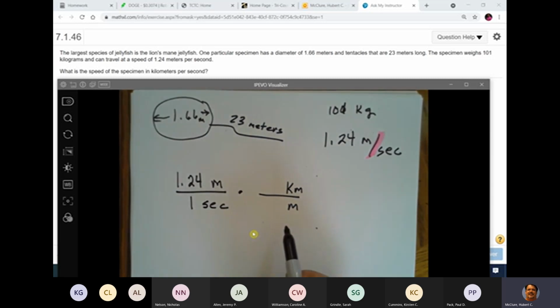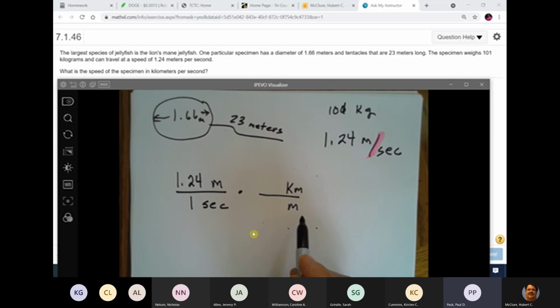Now, why did I put meters? Does anybody know why I put meters down here? Why didn't I put meters up here and kilometers down here? Does anybody know? You got to get them to what? Okay, I can't hear you, Mr. Pat. You sound like you're in a barrel. Say again, Mr. Pat.